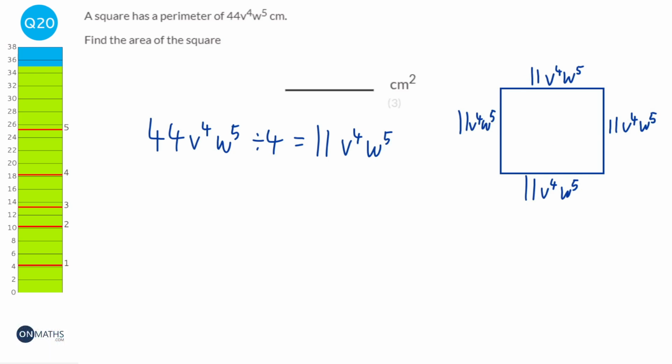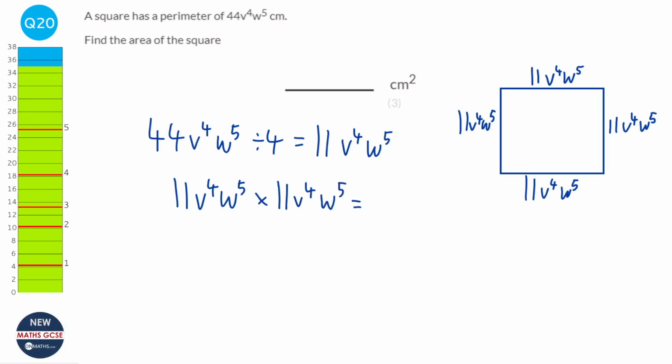And to work out what the area is, we obviously are going to square that. So we're going to do 11 v to the power of 4, w to the power of 5, and we're going to just times it by itself, which is what squaring means. Okay, so we're going to times the 11s together, so that's going to be 121. Going to times the v to the power of 4s together, and remember with indices, if you times two powers of the same base, and they're both v, then we just add the powers together, so that'd be 8. And we're going to add the w to the power of 5s together, so that makes 10. So it's 121 v to the power of 8, w to the power of 10.